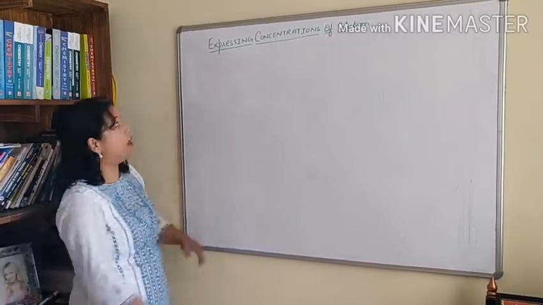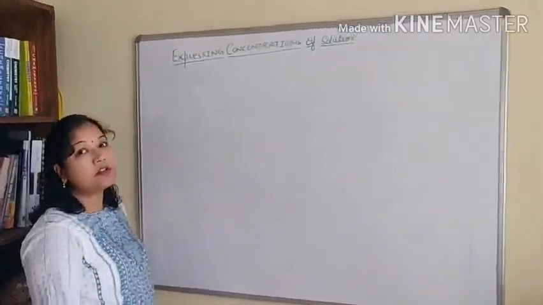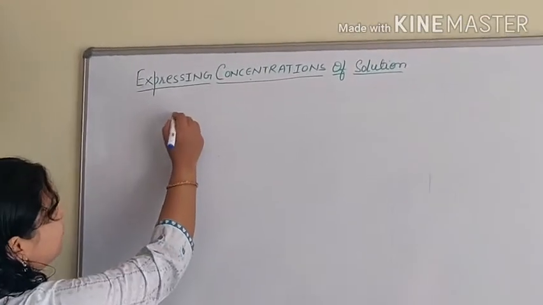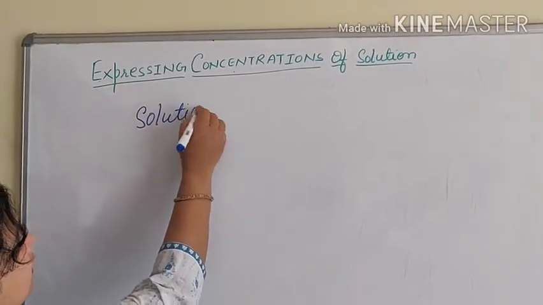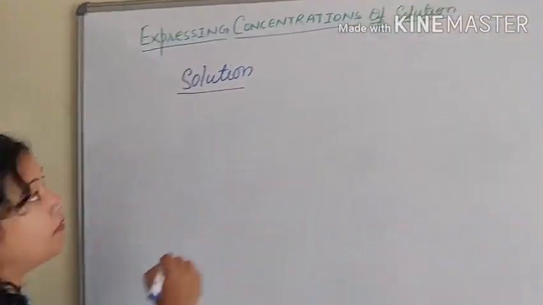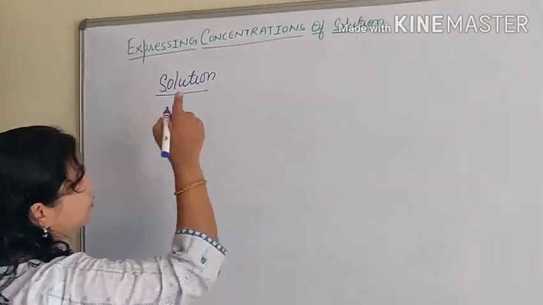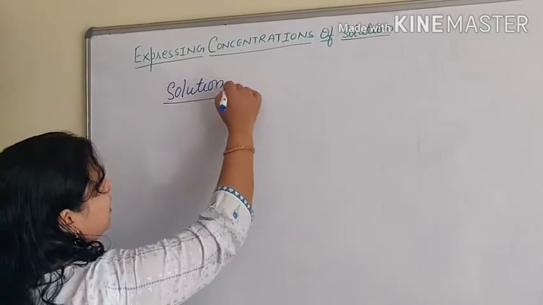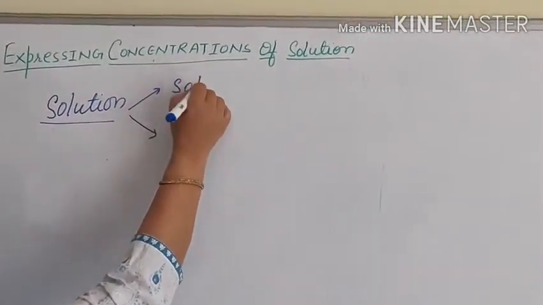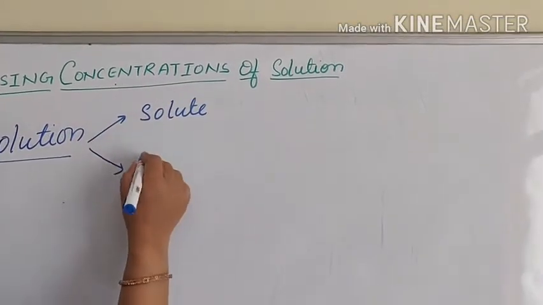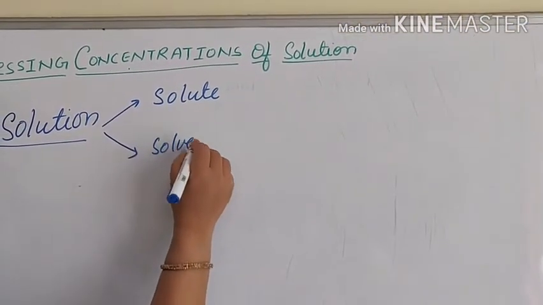This session is about expressing concentrations of solution. What is a solution? A solution is a homogeneous mixture of two or more than two components. And these components are termed as solute and the solvent.